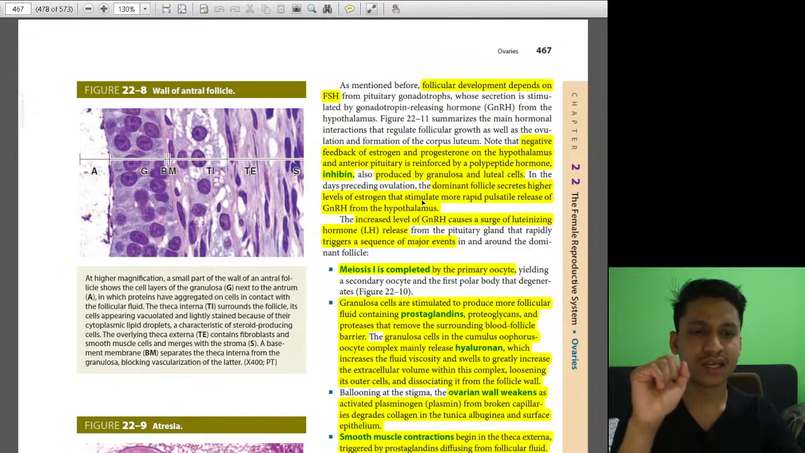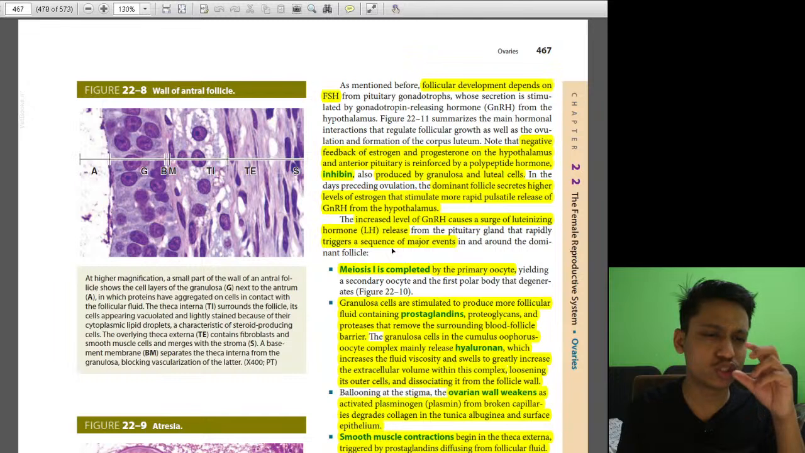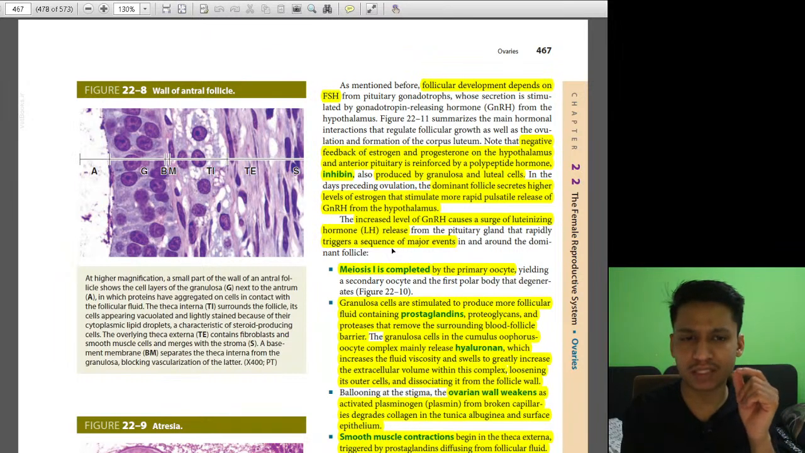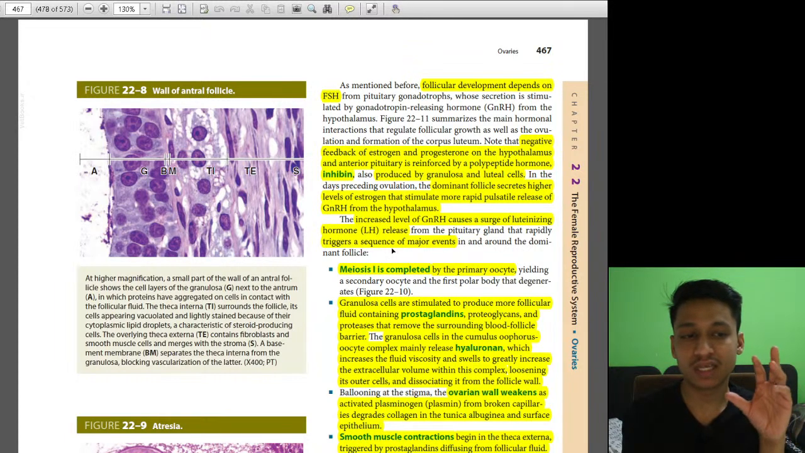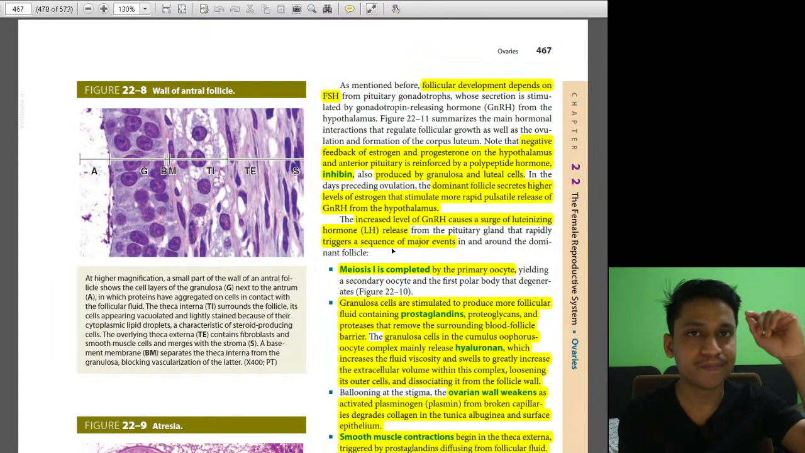Dominant follicles secrete higher levels of estrogen that stimulate more rapid pulsatile release of GnRH from the hypothalamus. The increased level of GnRH causes a surge of LH released from the pituitary gland and rapidly triggers a sequence of major events in and around the dominant follicle. So what is this LH surge? Just before ovulation is going to take place, there is a surge of LH. We already have FSH working, and we also have a slight increase in FSH at this moment, but we have the major increase of LH, the luteinizing hormone.